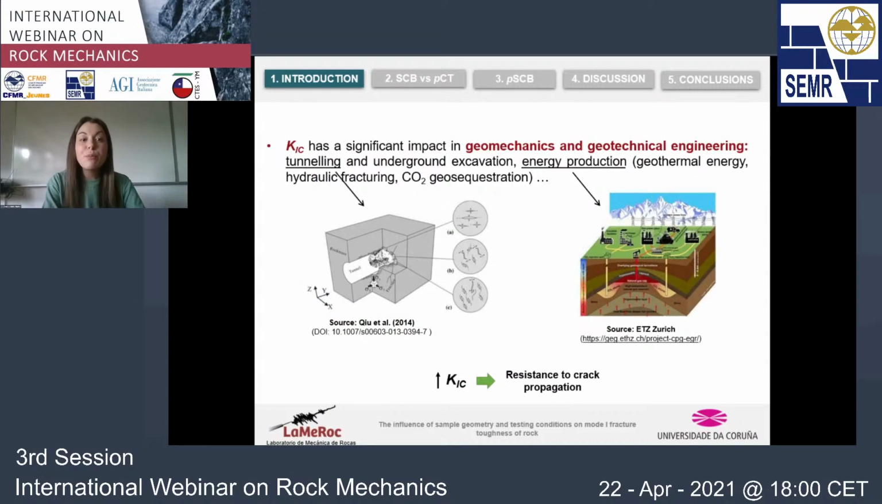In fact, this property is really relevant in many projects involving rock materials. We could mention here, for instance, the case of tunneling, or in the energy production field, in geothermal energy, hydraulic fracturing, even in CO2 sequestration. So in all these projects, it's really important to assess the propagation of fractures, because in some cases it can be even beneficial, but in most cases it can be harmful. So the higher the value of mode 1 fracture toughness, the higher would be the resistance to the propagation of cracks.